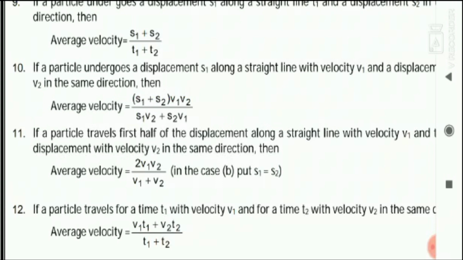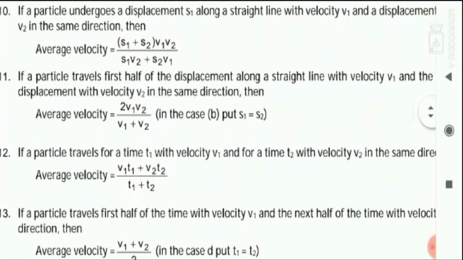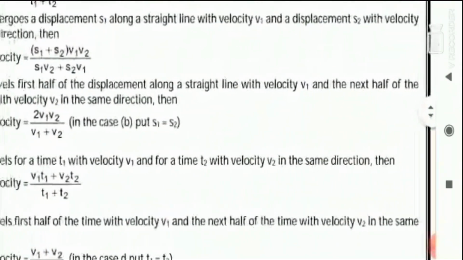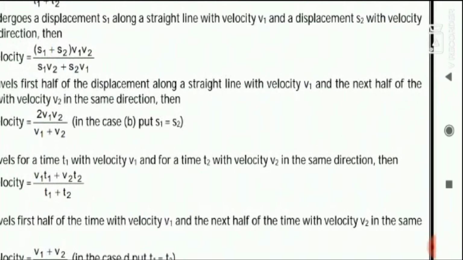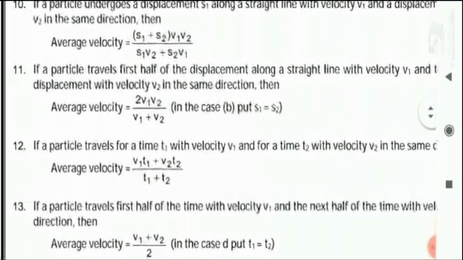Simply s1, v1, s2, v2 values will be given, and if you know the formula, no need of any derivation, simply substitution and calculation. Then the next formula, if a particle travels the first half of the displacement along a straight line with velocity v1 and the next half of the displacement with velocity v2 in the same direction, then average velocity is equal to 2v1 v2 by v1 plus v2.